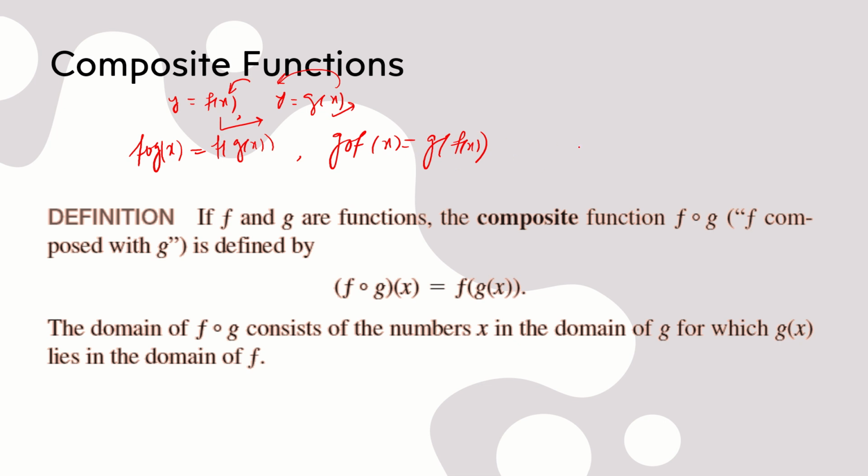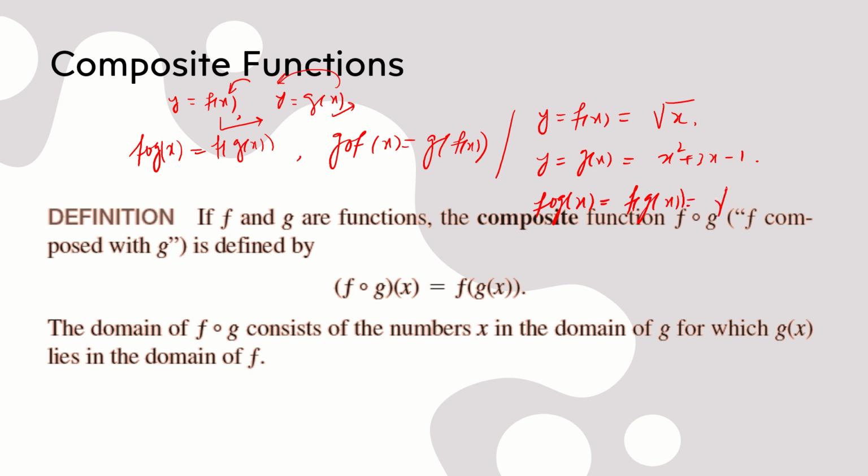For example, if we have two functions, y is equal to f of x is equal to, let's suppose, under root x, whereas y is equal to g of x, another function, that is, let's suppose, x square plus 3x minus 1. If you want to find f of g of x, that basically means we need to replace x in this function by this quantity. That would give you x square plus 3x minus 1, under root.